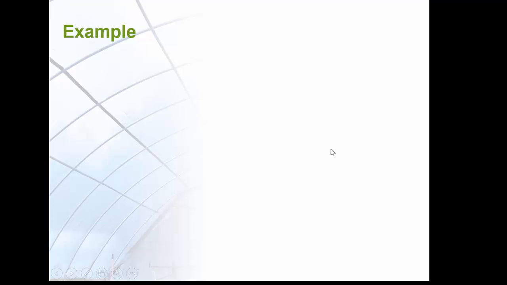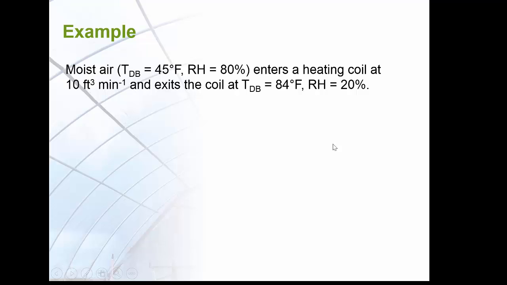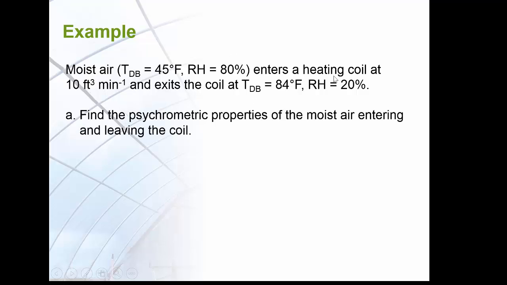Let's look at this example for the sensible heating case. We have moist air initially at 45 Fahrenheit dry bulb temperature with a relative humidity of 80%, entering a heating coil at a given volumetric flow rate of about 10 feet cubed per minute, and this air exits the heating coil section with a dry bulb temperature of 84 Fahrenheit and at 20% relative humidity. We are asked to determine the psychrometric properties of the incoming moist air and the air leaving the heating coil section, as well as the rate of heat transfer to the air from the heating coil section.